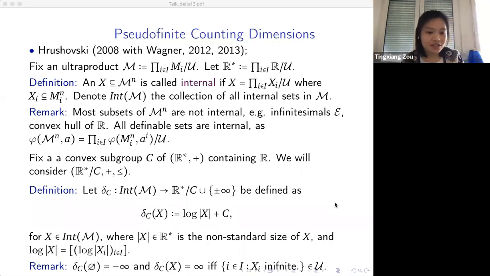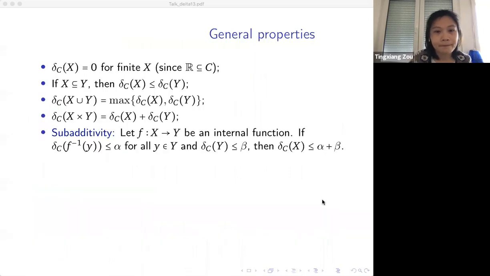So this definition is kind of very abstract, but we will see later two examples of delta C that are very useful, and we're mainly focused on these two dimensions. Okay, the general properties of this delta C: the idea is that it really behaves like dimensions.